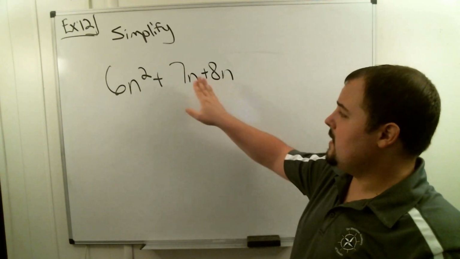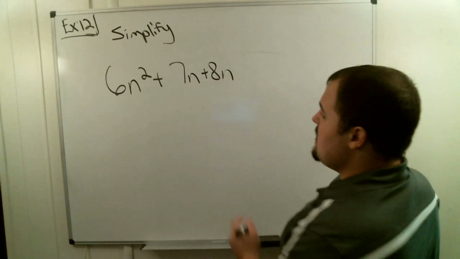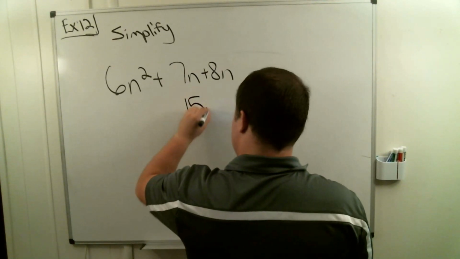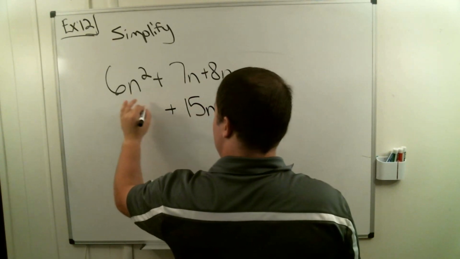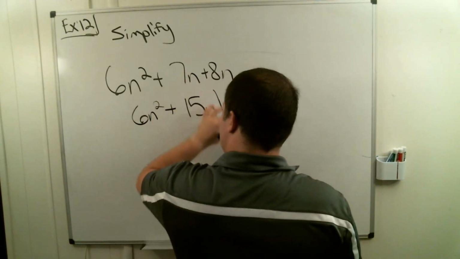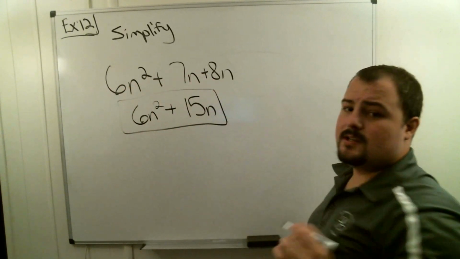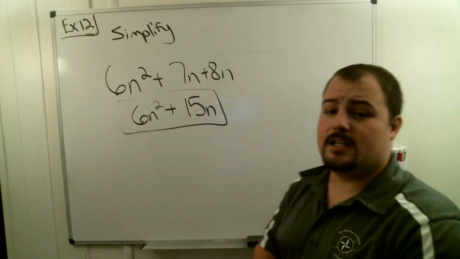So what we could do is add 7n's plus 8n's, and we get a total of 15n's. Since this is different, I'm just going to go ahead and drop this down. So this problem really is 6n squared plus 15n.